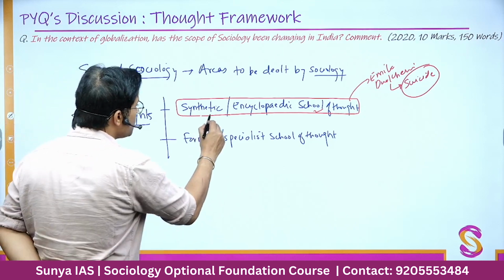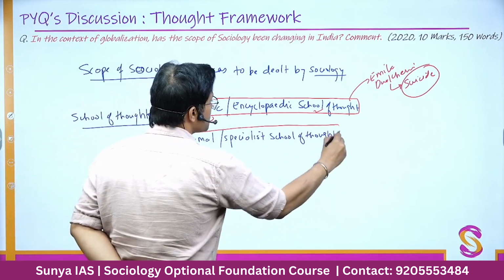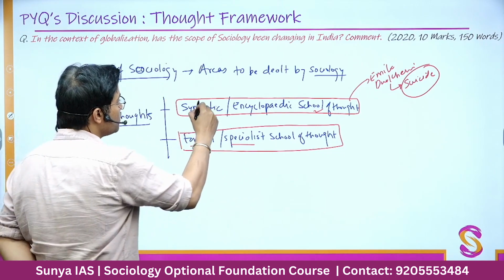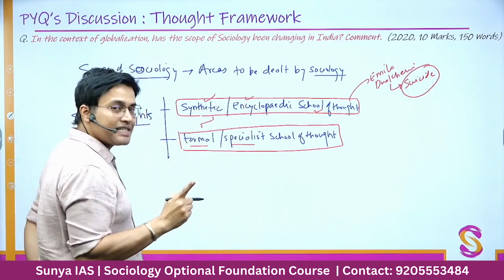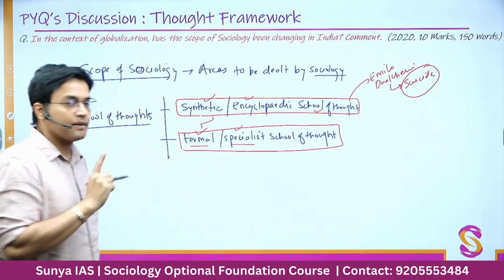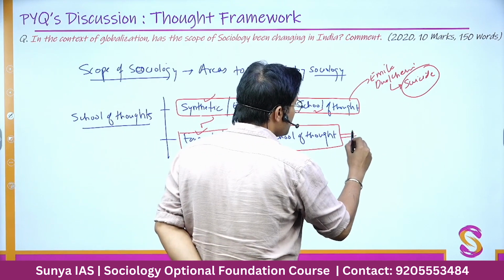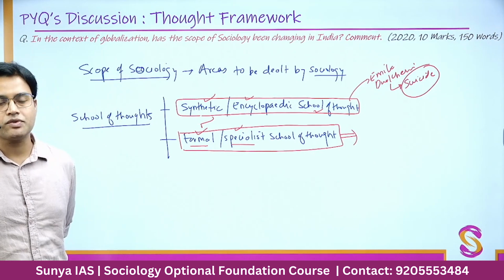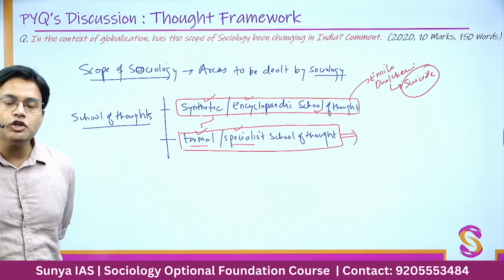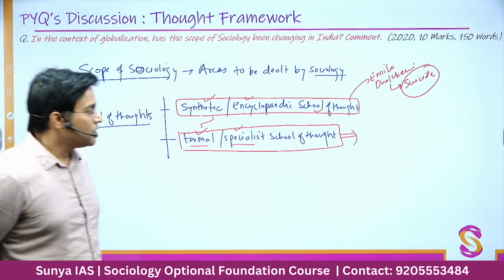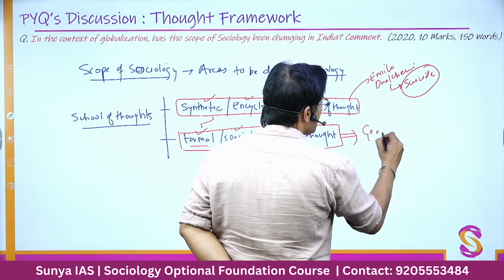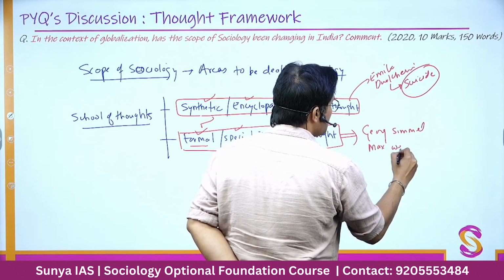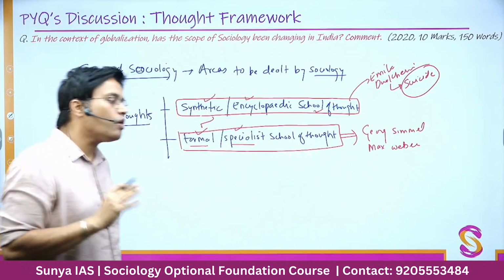Next, criticizing this school of thought came the formal school of thought, also known as the specialist school of thought. Here you need to be very sure not to confuse them: synthetic and encyclopedic are the same, and formal and specialist school of thought are the same. The scholars of this school always propounded that sociology is a special kind of science that deals with only certain aspects of society, that is, human to human interaction at the micro level. The various scholars associated here are George Simmel, Max Weber, Ferdinand Toennies, Albion Small, and others.